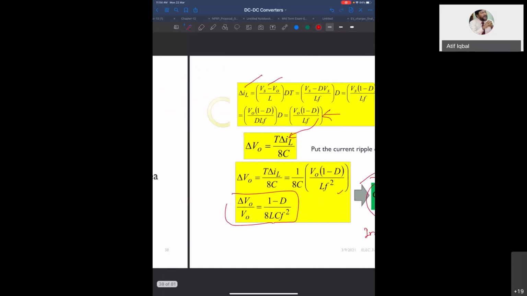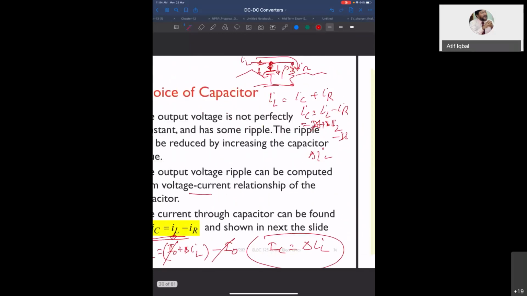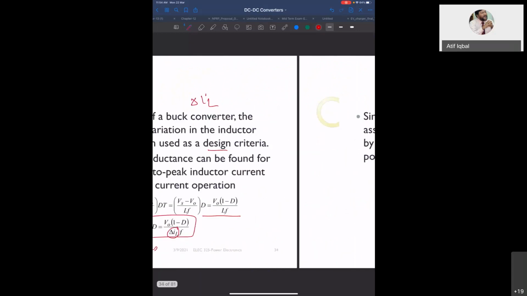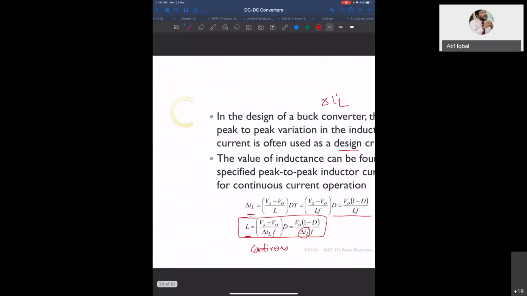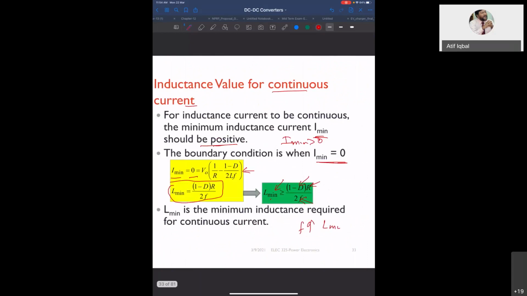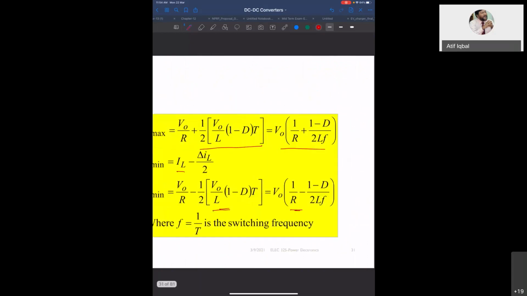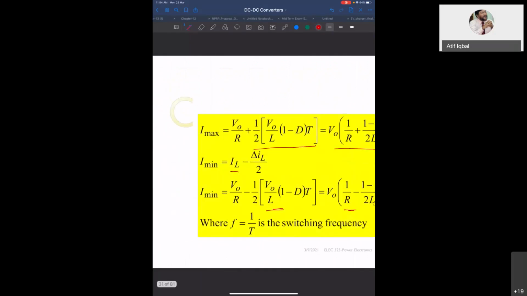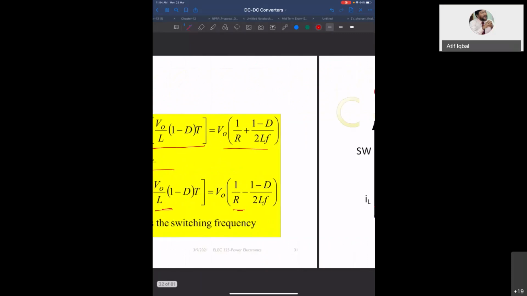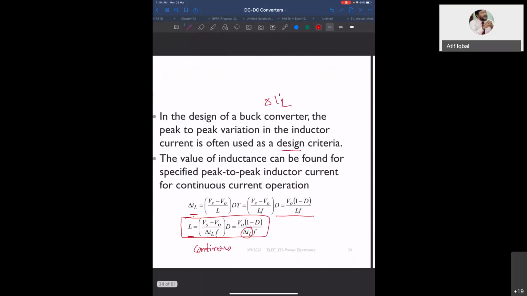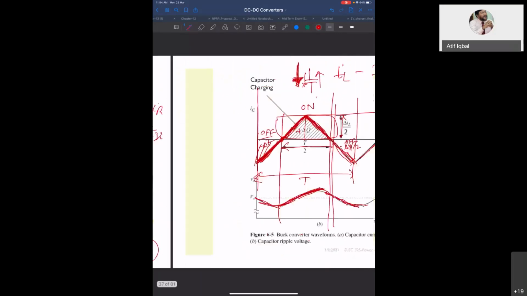What is the value of capacitor? Then here is the expression for the inductor. This is the inductor, and this is the minimum inductor for the critical conduction mode, and this is the expression for the min current and max current. And that is all in the buck converter.